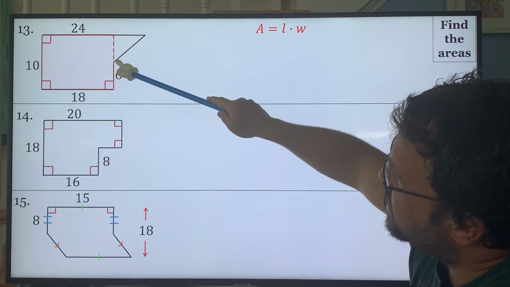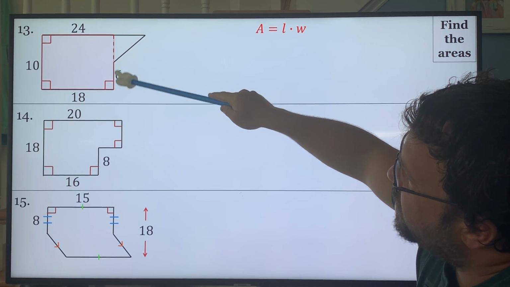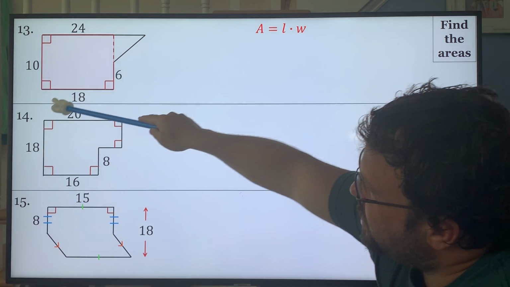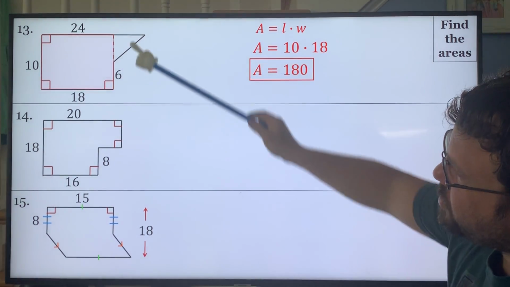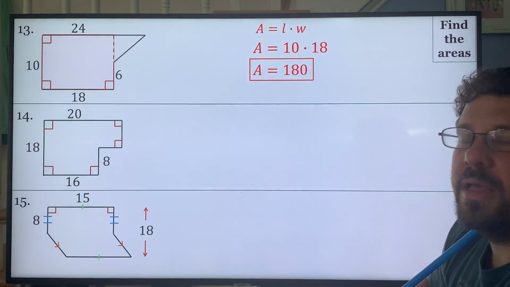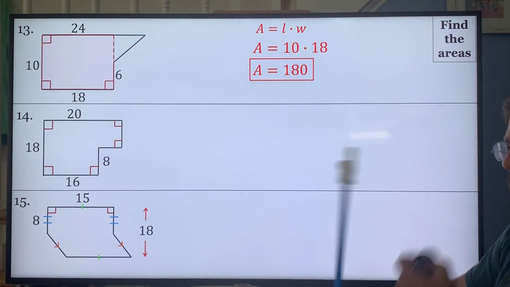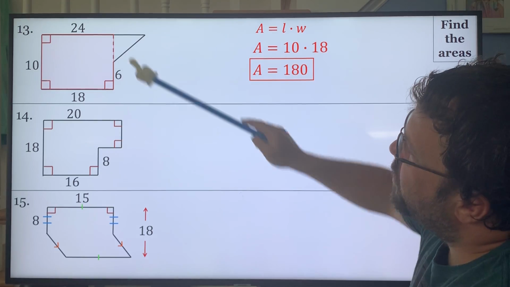The 6 is only half this, or not half, a little more than half. So you're going to have to use the 18 and the 10. So 18 times 10 is 180. Now to find the area of this, we need length and width, or base and height, however you want to say it. But we're not given those two.